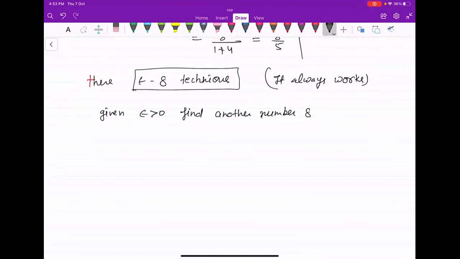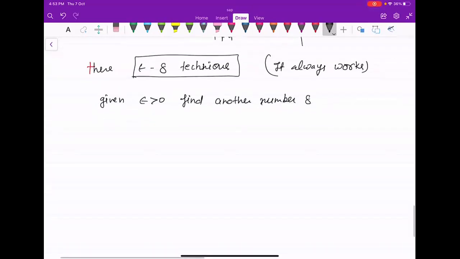You're asking this or what? Yes, ma'am, I was asking this only. So this technique always works, but it is a little bit complex.